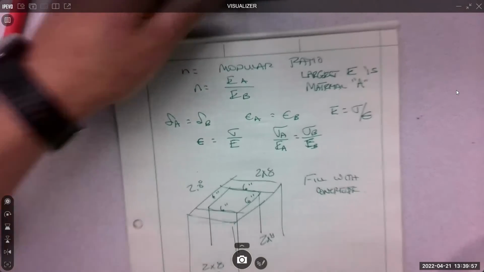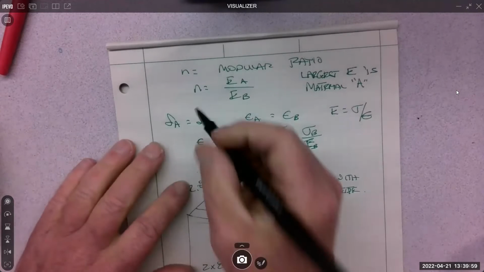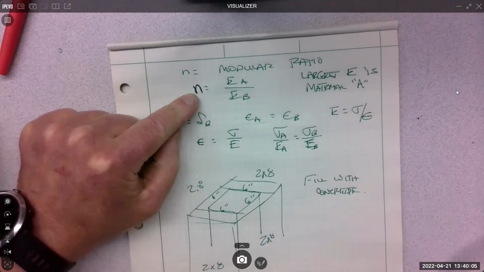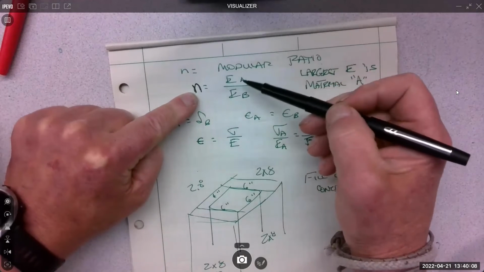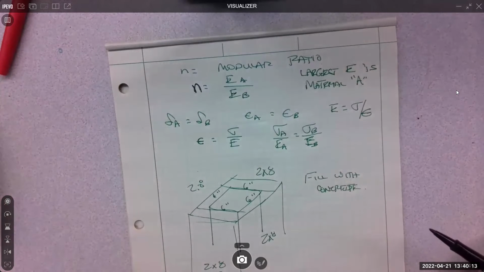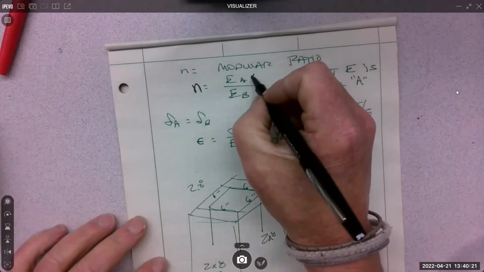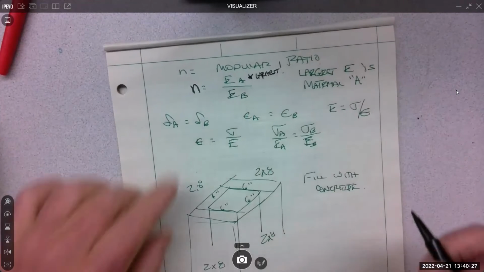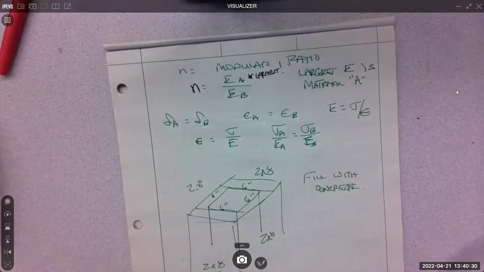I don't derive a lot of things around here, but this is a good one just to think our way through. We're going to have a new variable, n, and it's called the modular ratio. It is the modulus of elasticity of the A material over the modulus of elasticity of the B material. How do you know which one's A and which one's B? The largest E value is A, which means the modular ratio usually is above 1. It's got to be the bigger number on top.